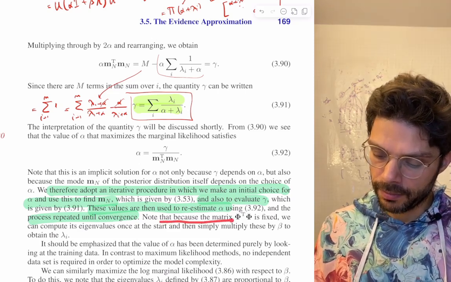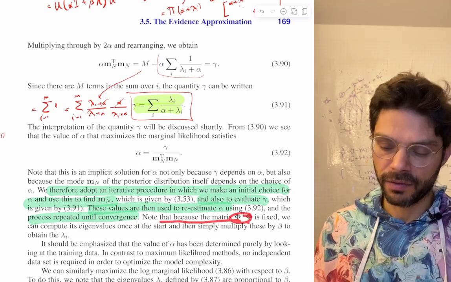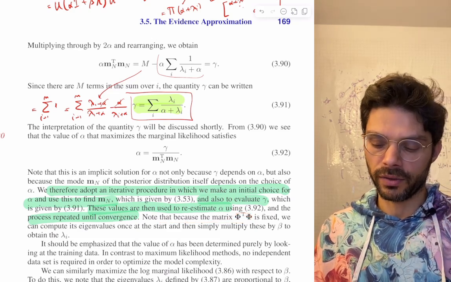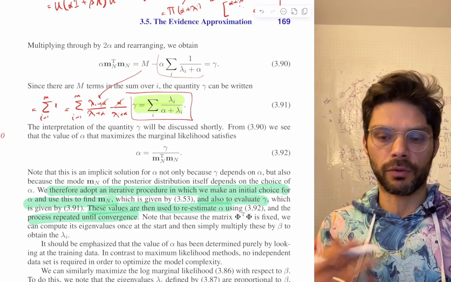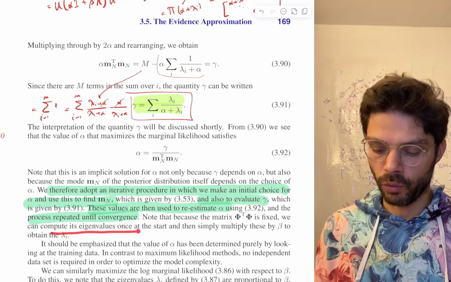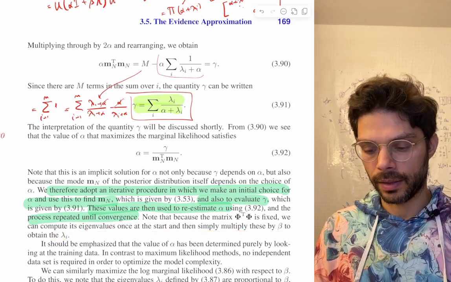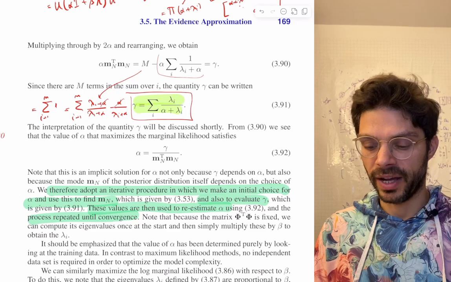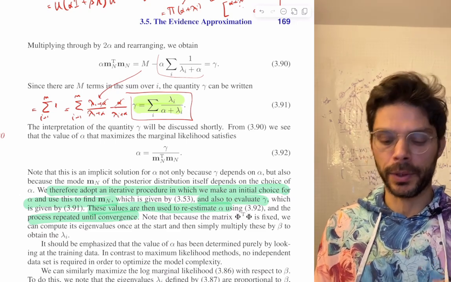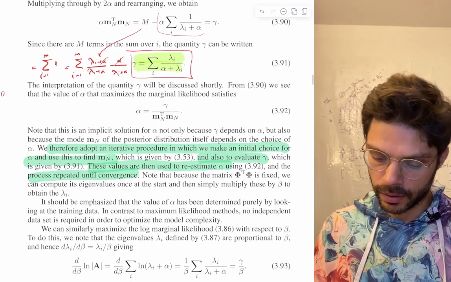Okay, note that because the matrix phi transpose phi is fixed, this is just our features, the overlaps of our features for our training data. We compute those eigenvalues once at the start, and then we simply multiply those by beta to obtain the lambda i. So you don't need to keep evaluating the lambda i's. You can just do it once.